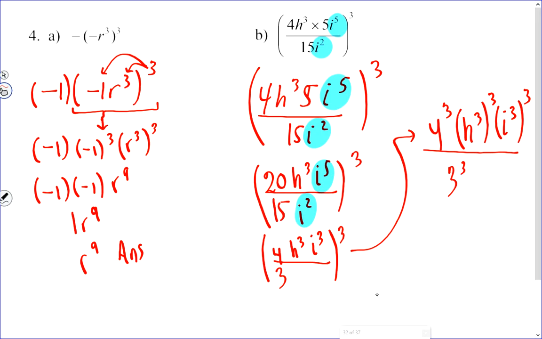I don't know that you need to write this step that I just wrote, because looking here, this is your eyeball. Looking there, many of you can say 4 cubed is 64. H cubed cubed is h to the 9. I cubed cubed is i to the 9. And 3 cubed is 27.